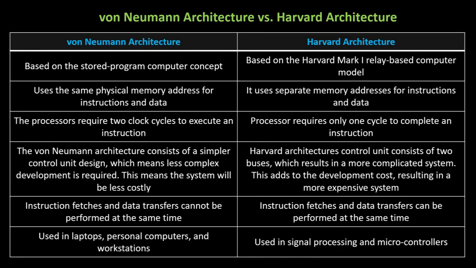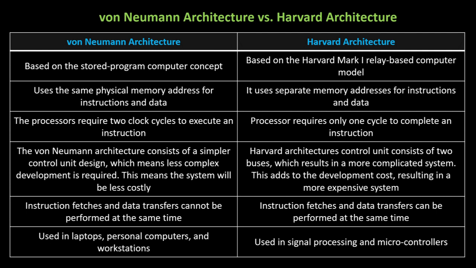Here is a table that summarizes the key differences between von Neumann architecture and Harvard architecture. Von Neumann architecture is the most common type of computer architecture. It is based on the stored program concept, which means that instructions and data are stored in the same memory. This architecture is simple and efficient, and it is used in most general-purpose computers.